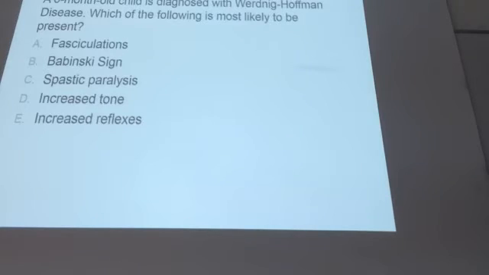A 6-month-old child is diagnosed with something. This is basically polio. And what did I say polio is? It's a lower motor neuron lesion. So which of these things do you see with lower motor neuron lesions? Fasciculations. What else would you see?